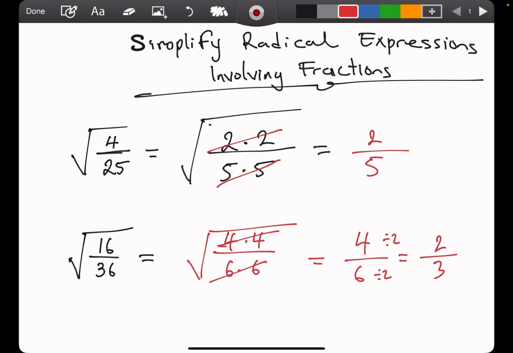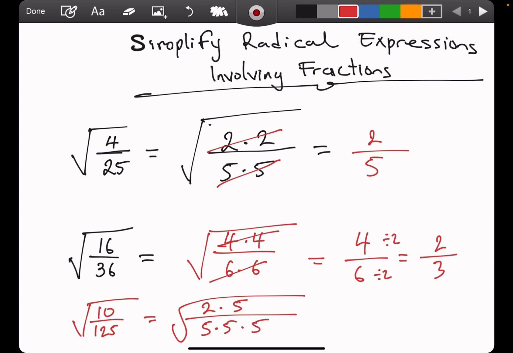Yes. 10 over 125. So let's break this down. How do we break down 10? 2 times 5. How do I break down 125? 25 times 5, so that would be 5 times 5 times 5. Did you see that? Now, let's see what I can cancel out. Cancel each other out before you start seeing what goes out.